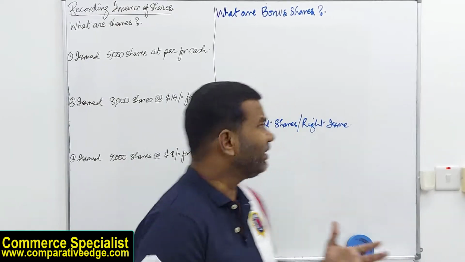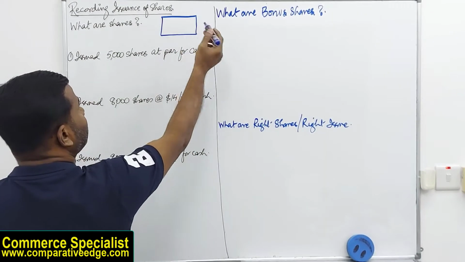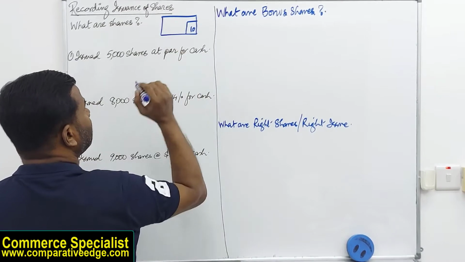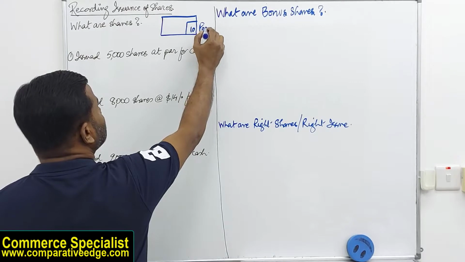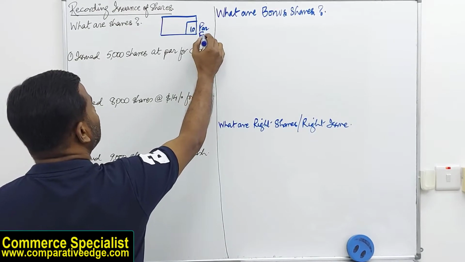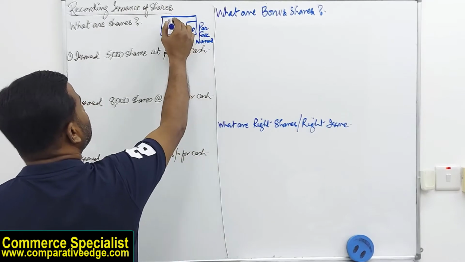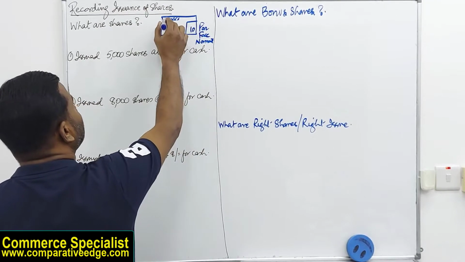A share looks like this. It's a certificate, it's a piece of paper. Over here, let's say we have $10 written. This is known as the par value. Par value means the face value of the share. It is also known as the nominal value. Here the name of the company is written, and maybe a logo.